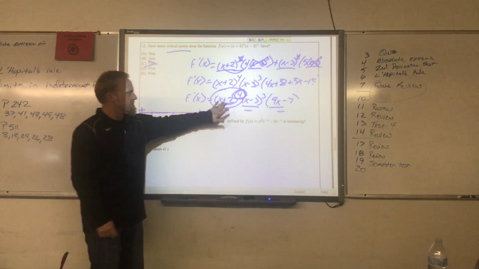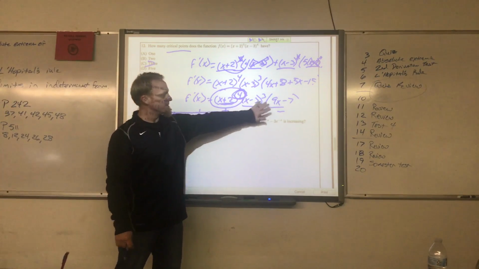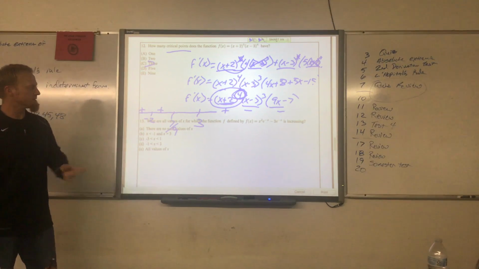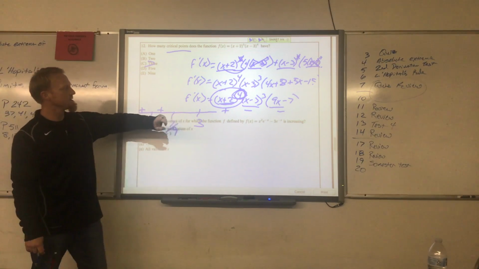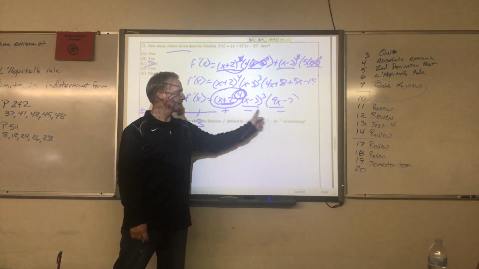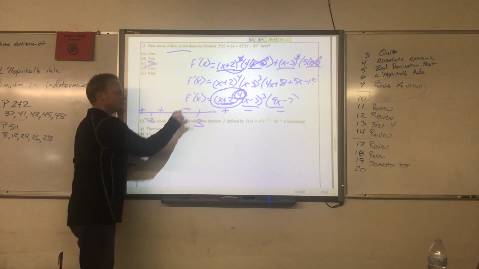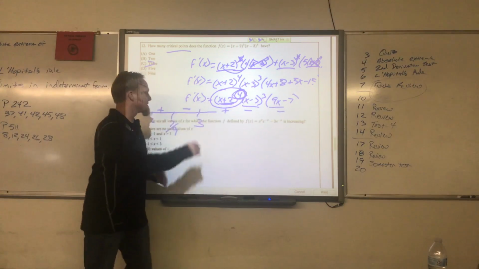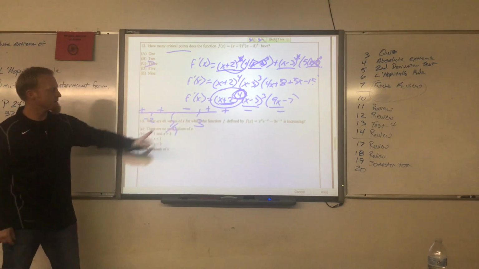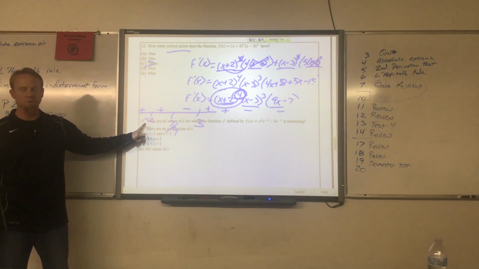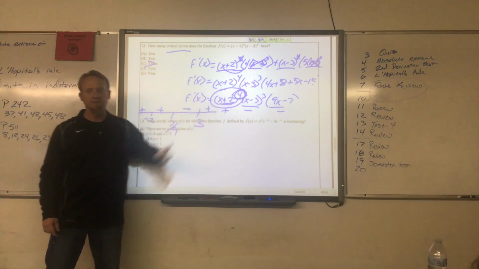0, positive, negative, negative also gives me a positive. Plug in 1, positive, negative, positive. So positive, negative, positive gives me a negative. Plug in 4, positive, positive, positive gives me a positive. Notice it changes at 3, it changes at 7/9, does not change at -2 because -2 had an even multiplicity.